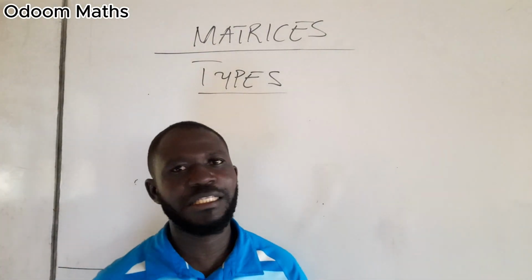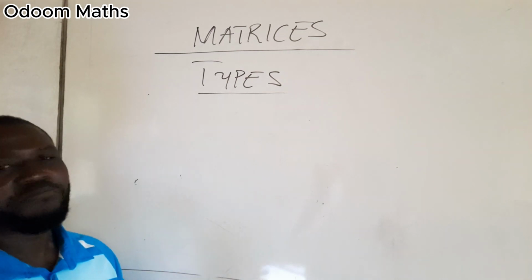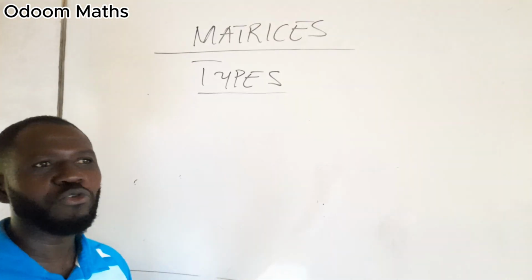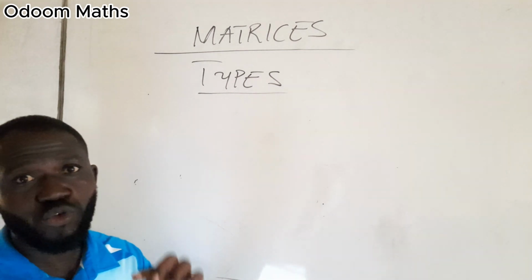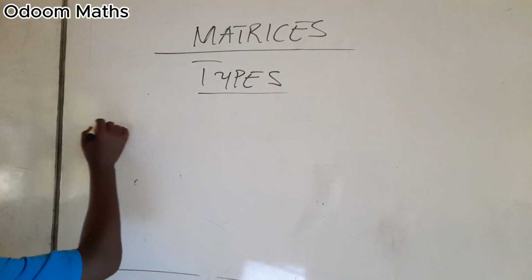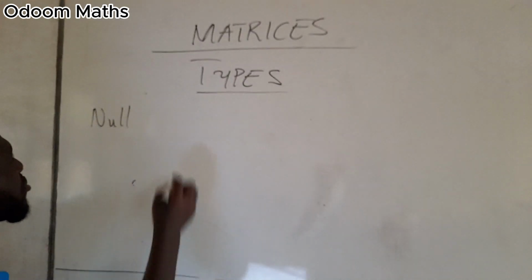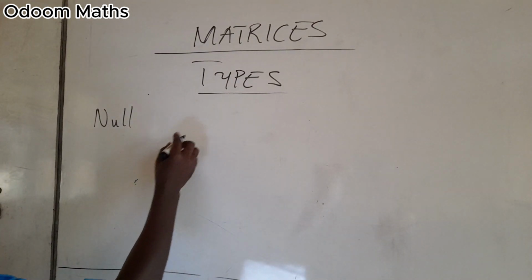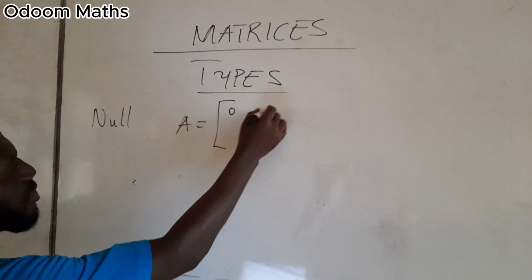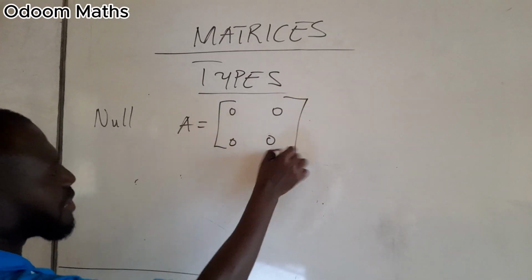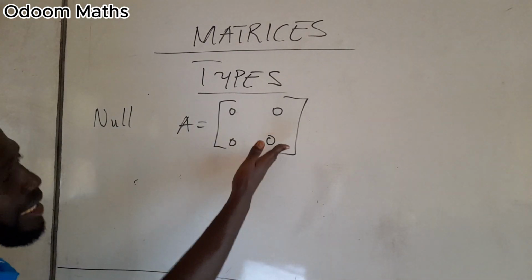Okay, let's look at types of matrix. We have plenty of names given to them, but I'm going to use the 2 main types. We have the null matrix. For the null matrix, let's say matrix A equals 0, 0, 0, 0. That is, the entries are all 0. So this is a null matrix.